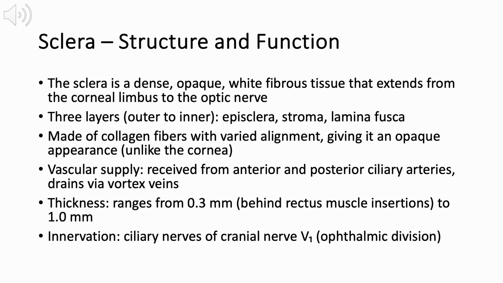The sclera is a dense, opaque, white fibrous tissue that extends from the corneal limbus to the optic nerve, where it merges with the dural sheath. It is composed of three layers, from outer to inner: the episclera, stroma, and lamina fusca. The scleral stroma consists of collagen fibers with variable alignment, which contrasts with the uniform arrangement in the cornea and accounts for the sclera's opaque appearance.